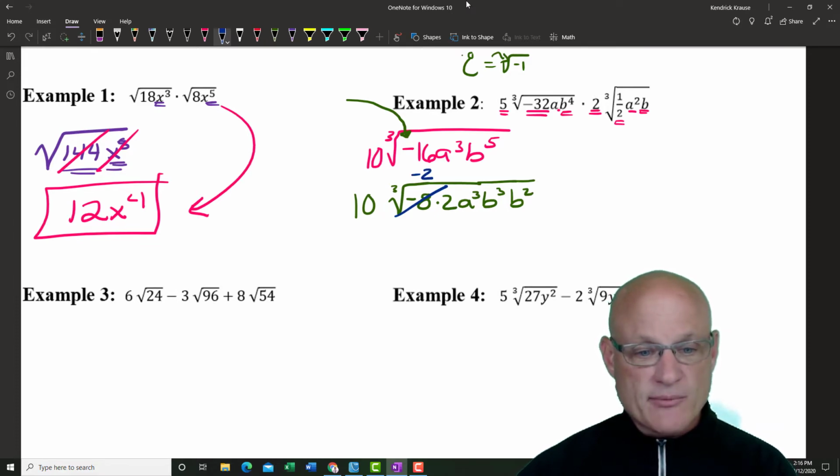So negative 2 times 10 is negative 20. Cube root of a cubed is a. Cube root of b cubed is b. And then what do I have left over? I've got the cube root of 2 b squared.